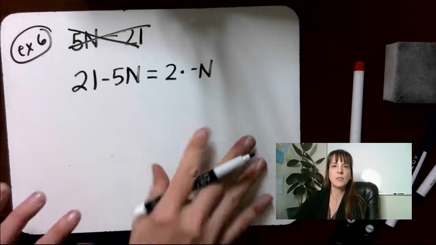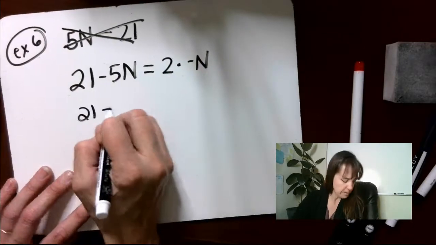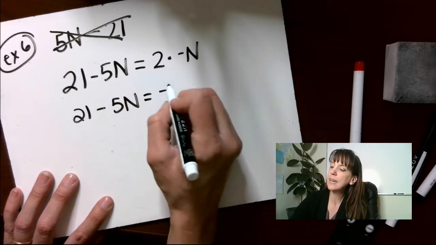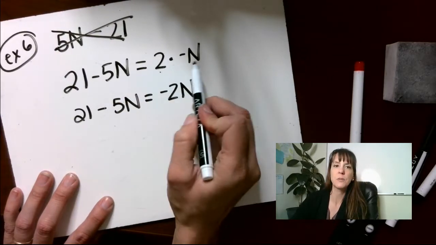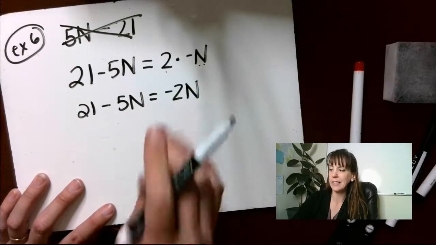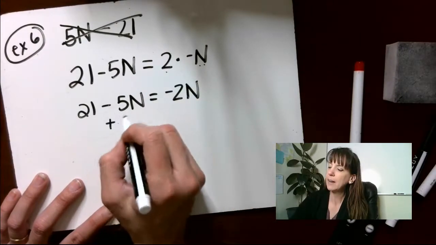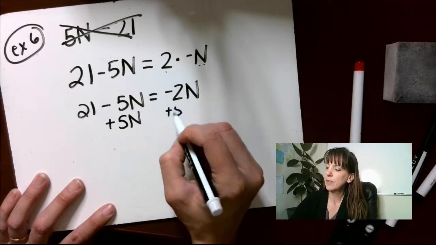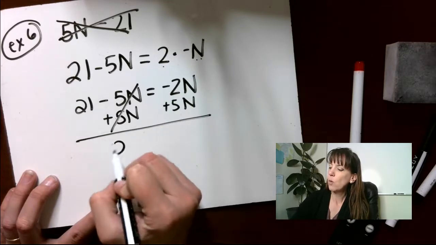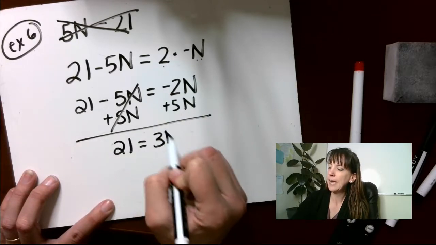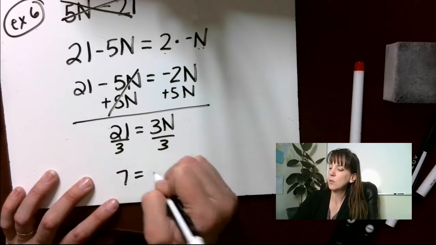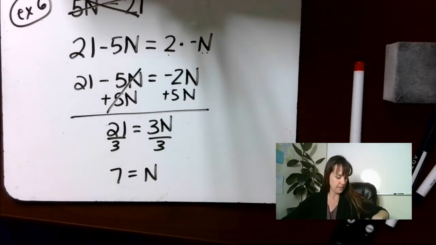All right, let's rewrite this so that it's a little bit more organized. 21 minus 5n equals negative 2n, because I combined these two things, right? I'm going to move my n's over to this side now because it's already there and I don't want to leave that as a 0. So I'm going to add 5n to both sides. Because if I do that, these guys go away. And now I have 21 equals 3n. Divide both sides by 3. 7 equals n. Bam, your number is 7.